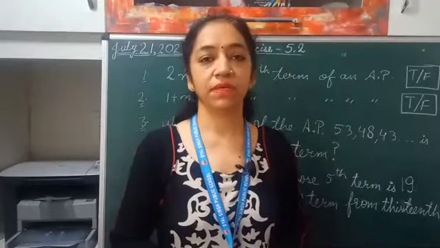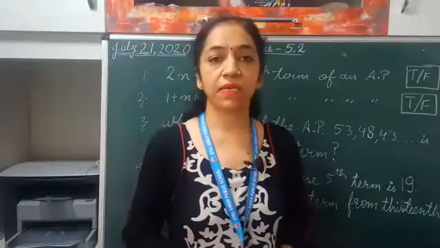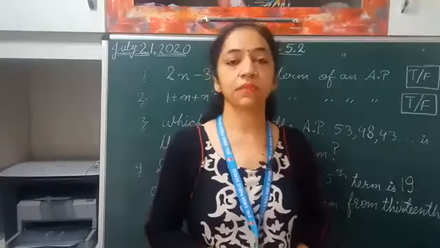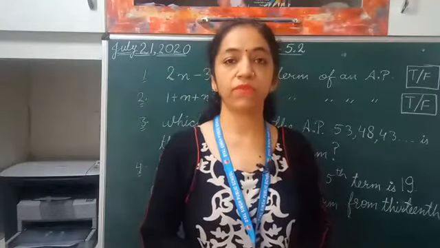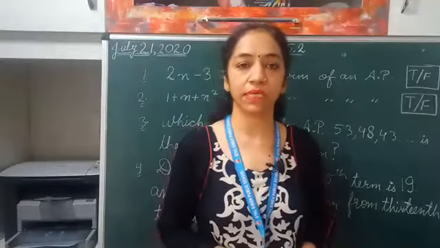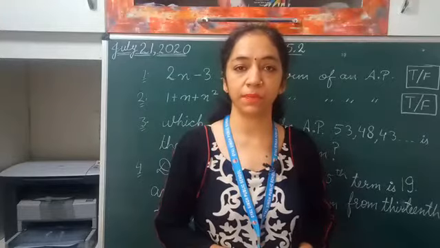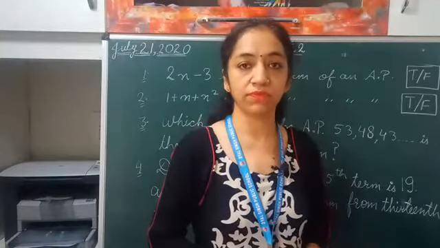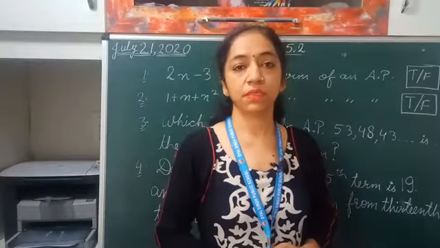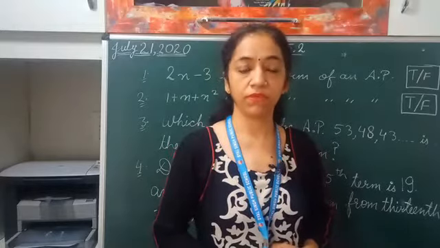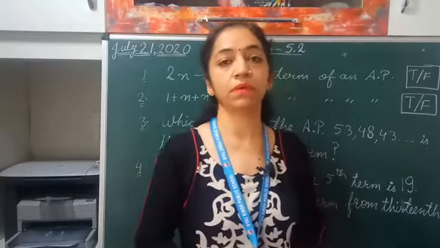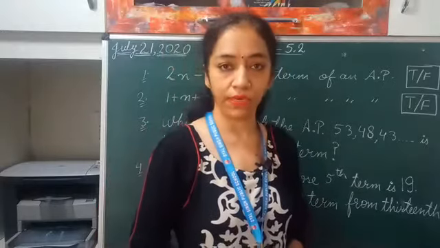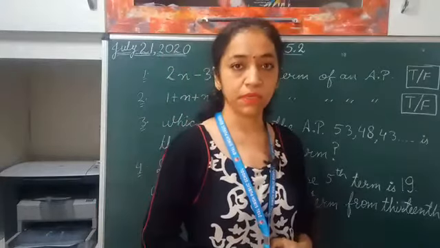Good morning, everyone. In our previous class, we did a few questions of exercise 5.2. The chapter was arithmetic progression, where we studied how to find the nth term of the given AP. We also learned how to check whether the given sequence is an AP or not. We learned to find any missing term, whether that was the common difference, the value of n, or the nth term, right?